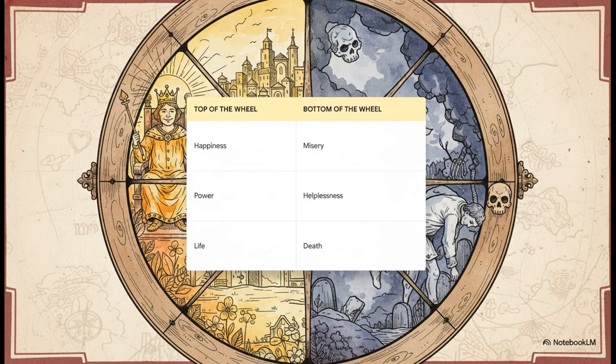Okay, so a huge theme for audiences back then was this idea of the Wheel of Fortune. Think of it like this. Life is totally unpredictable. One minute, you're at the top of the wheel, you've got happiness, power, everything's great. The next, whoosh, the wheel turns and you're at the bottom, plunged into misery and helplessness. It's this feeling that everything could fall apart at any moment that's just so central to the play's tension.